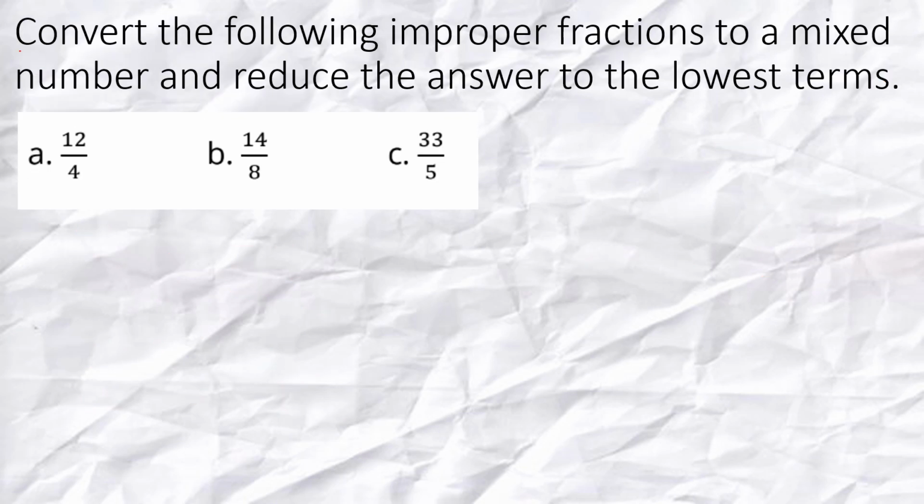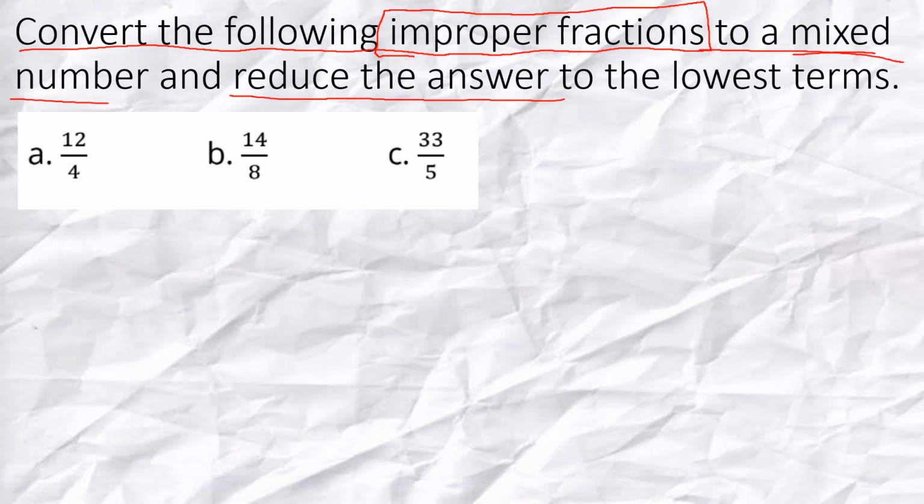Next, convert the following improper fractions. Again, when we say improper fractions, it is when the numerator is greater than the denominator, to a mixed number, and then reduce the answer to the lowest term if it is possible. So letter A, to convert an improper fraction to a mixed number, all you have to do is divide the numerator, which is 12, by your denominator, which is 4.